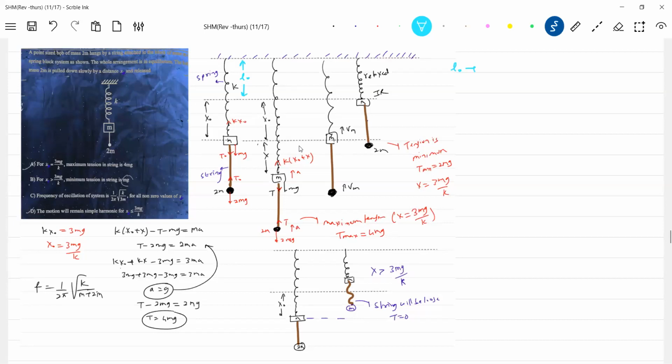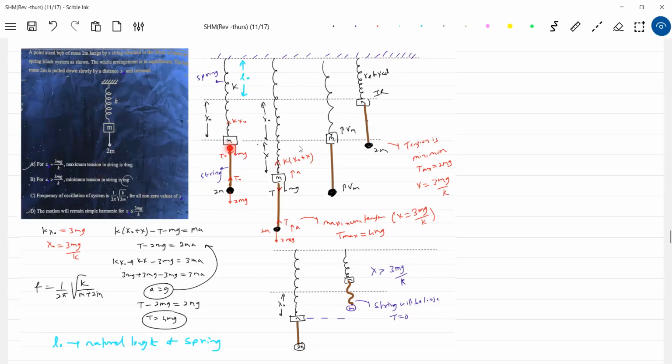What is L naught? Natural length of the spring. Spring can undergo compression or be relaxed. Okay, now let's get into the concept here. Let's not bother with the question. First, we'll learn what actually happens, then we'll go and verify the options. Don't directly attack the options.